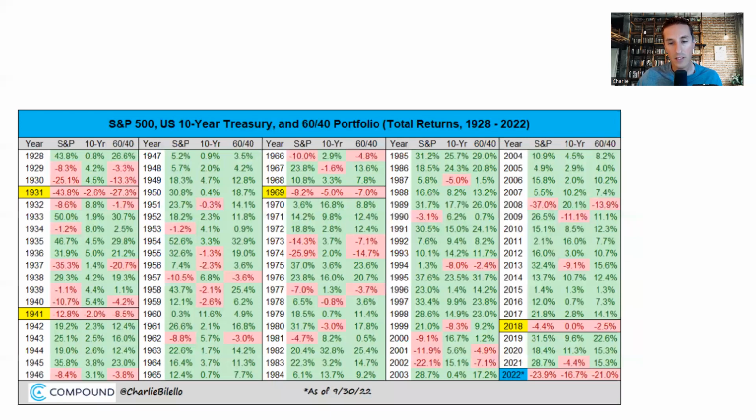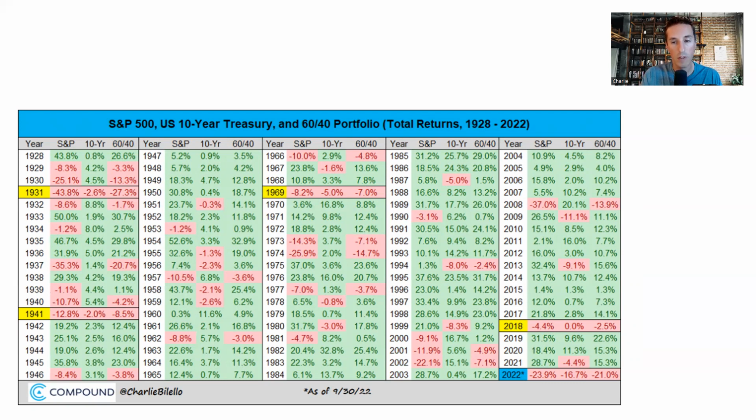So this is, I think, a more fascinating picture. It's looking at the 10-year Treasury bond going back to 1928. And it's pretty rare that both stocks and bonds are down together. We saw it in 1931, 41, 69, 2018, and we've seen it this year. But the big difference this year is the magnitude of the decline in both stocks and bonds. We've never seen both stocks and bonds down over 10% in a calendar year. And that's what we're seeing so far this year through the end of September.